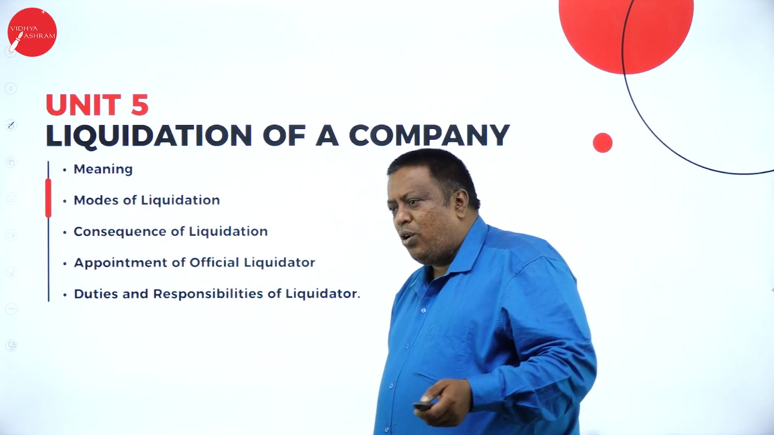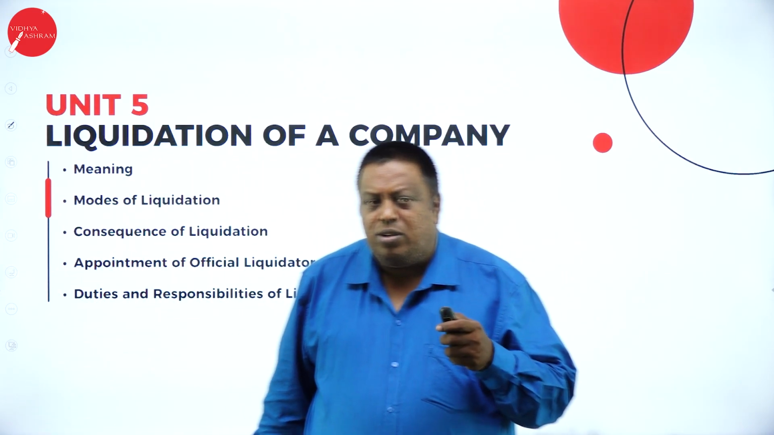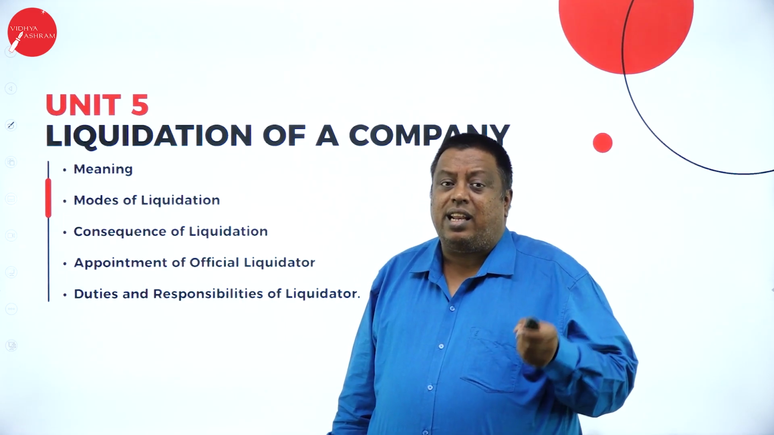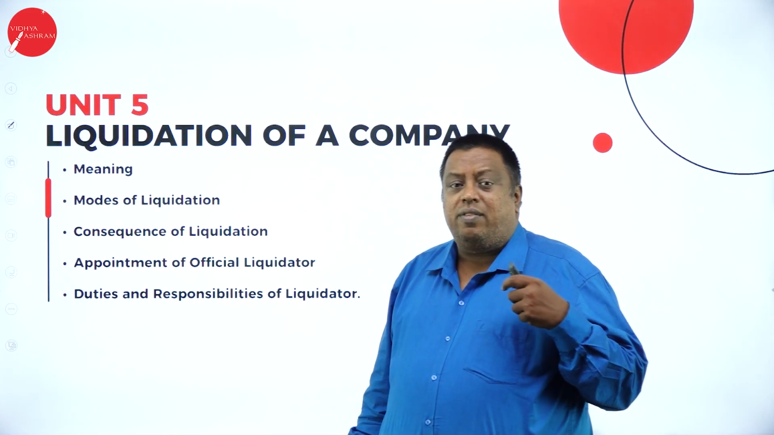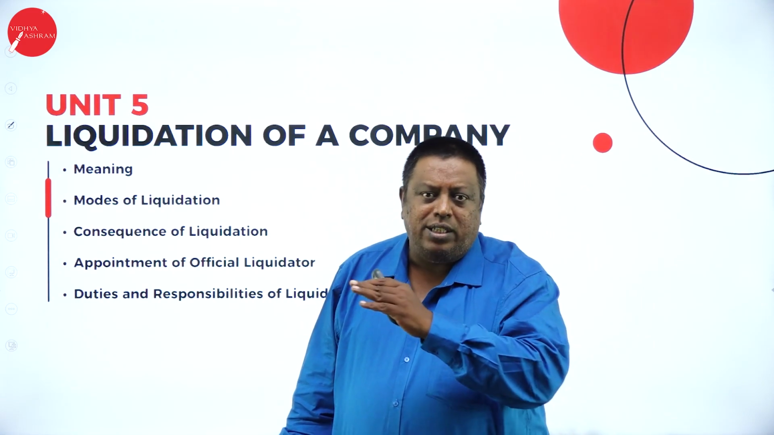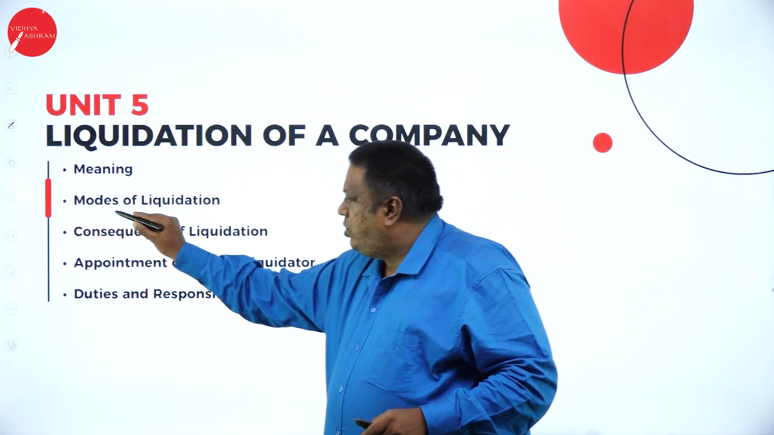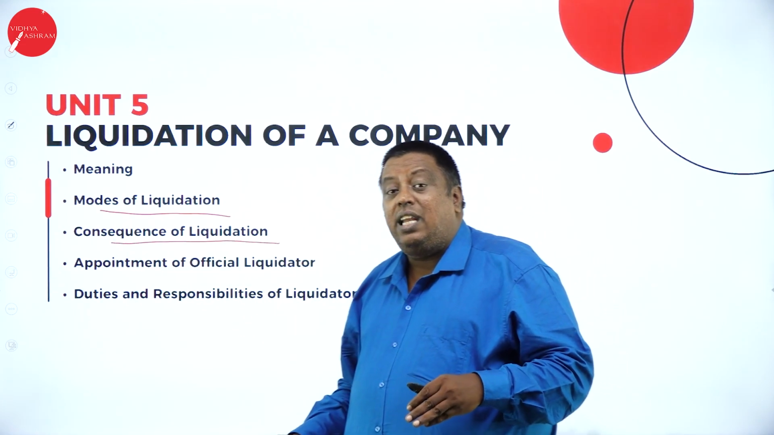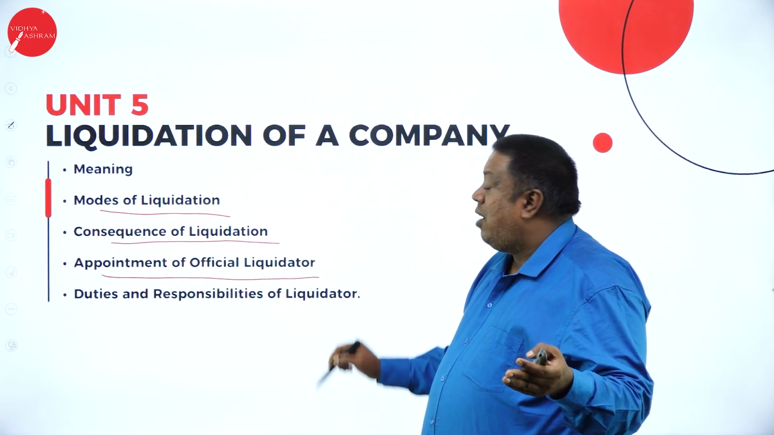And the last unit we have here is liquidation of companies. In this chapter, we are going to learn how to liquidate the company and who will take the responsibility of closing our business, whether the company secretary will be able to close it or any other person is appointed to close the business activities. We are going to learn modes of liquidation, consequences of liquidation, why the liquidation has taken place, and appointment of an official liquidator.